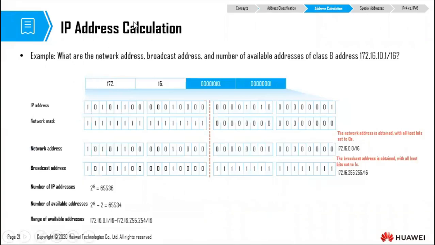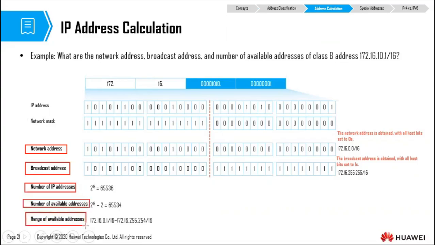So here we just want to show you how to calculate the network address, how to find the broadcast address, how to find the total number of addresses, how to find the number of available addresses, and also how to identify the range of available addresses. Just something like what I've shown you, but now well organized.